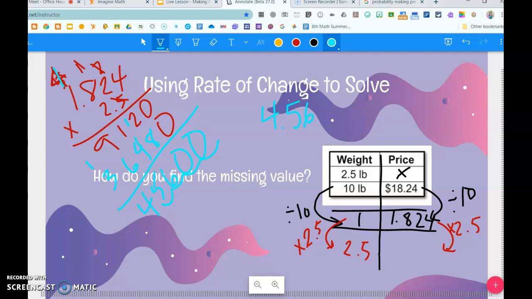So our final answer is going to be 4.56. And then I would look and see if that makes sense. Would it make sense for it to be $4.56 for 2.5 pounds if it's $18 for 10? Yeah, that definitely makes sense. Or if it's almost 2 for 1 pound, then yes, it definitely makes sense.